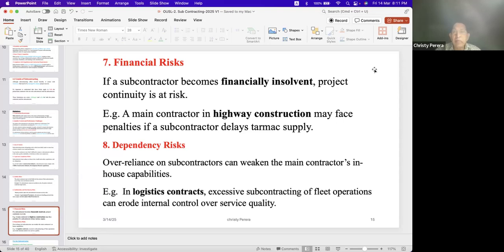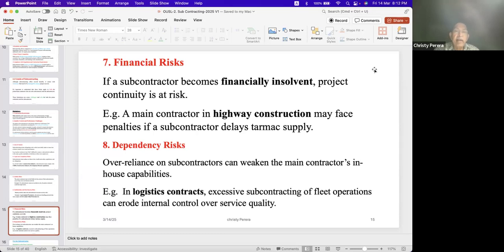Tarmac is that, in normal day-to-day usage, we say carpet. We say we lay carpet on the road, that is tarmac. Right? Asphalt supply. Dependency risk.